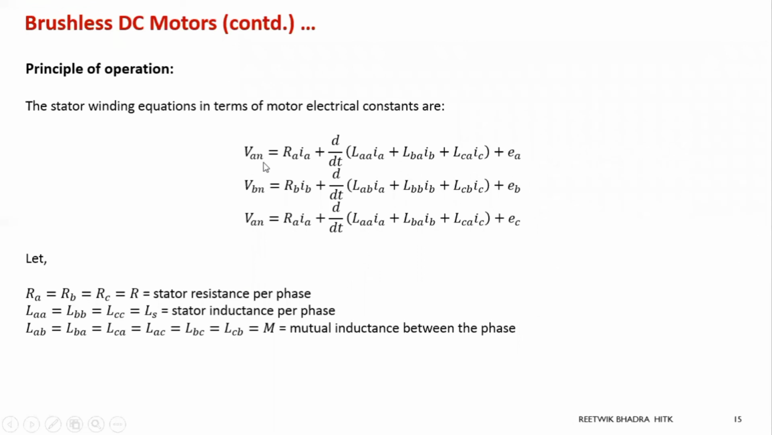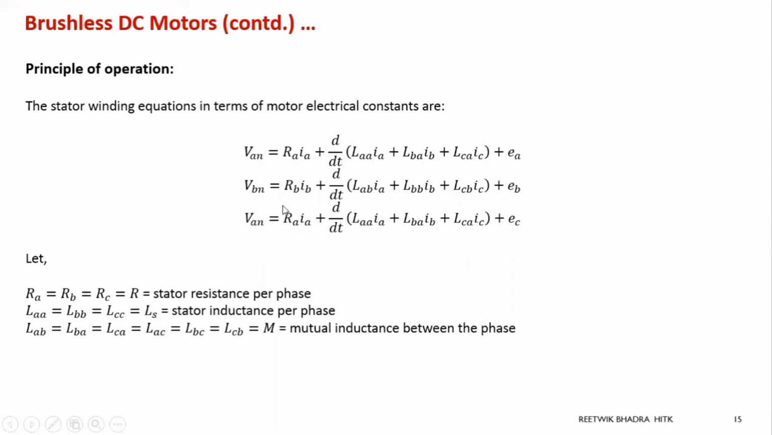So for phase A, Van will be RaIa plus d by dt of LaaIa. We are taking into consideration the self inductance and the mutual inductance also. So LaaIa plus LbaIb plus LcaIc plus Ea. Accordingly, you can write all this for Vbn and Van. Sorry, this will be Vcn. Sorry for the mistake, so this equation I'll change.